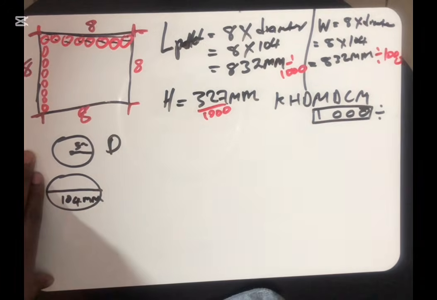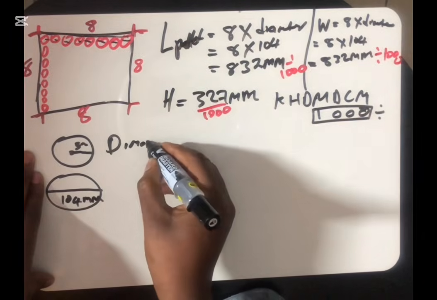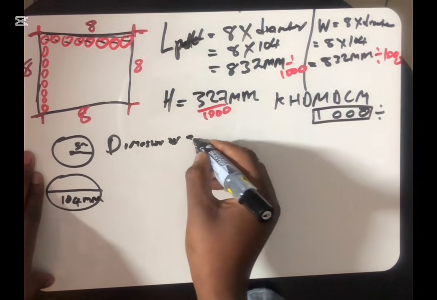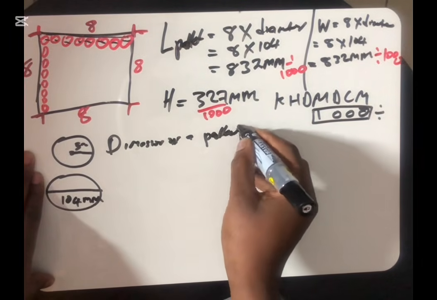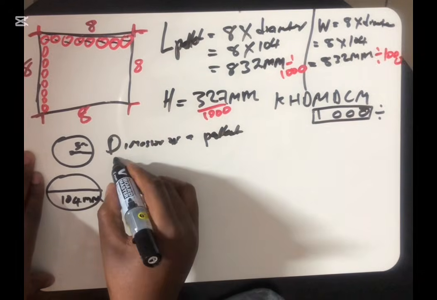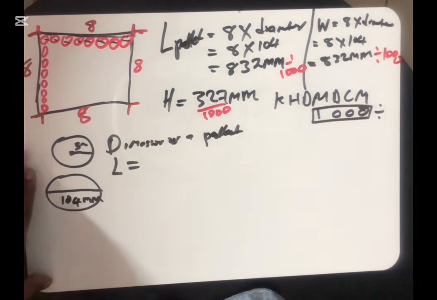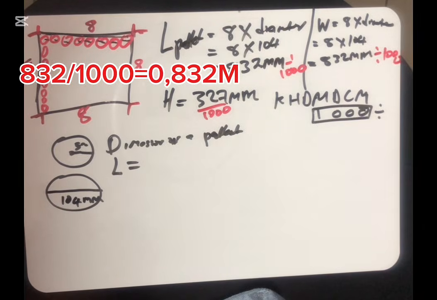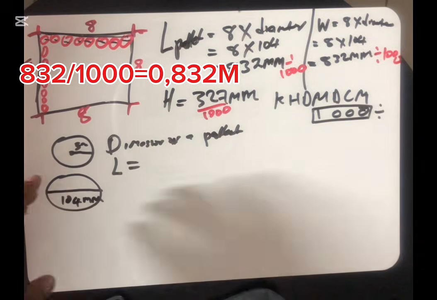Dimensions, let me write them here. Dimensions of a pallet. A length is going to be, let's divide 832 divided by 1000 is 0.832.